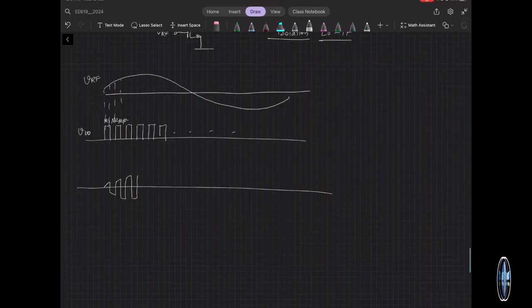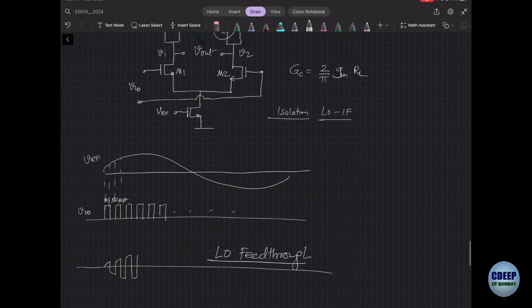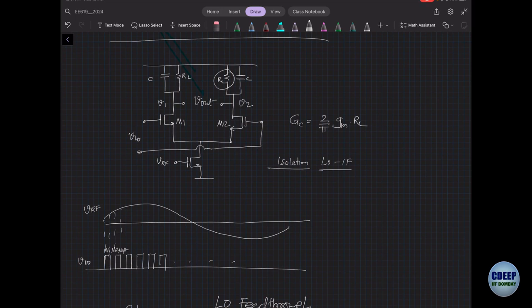So, do you see the problem with this circuit? And why is this happening? So, this is our LO feed-through issue that I wanted to show you. So, naturally, what is the solution? Now, you're going to come up with the solution. The problem we are going to solve is which one now? LO to RF isolation. So, I would like to take this circuit and modify it such that I don't have this problem. What would you do?